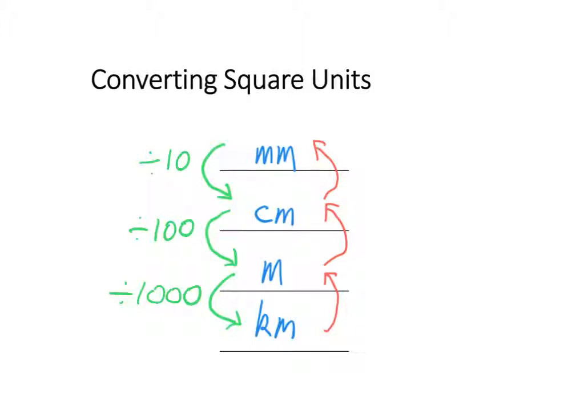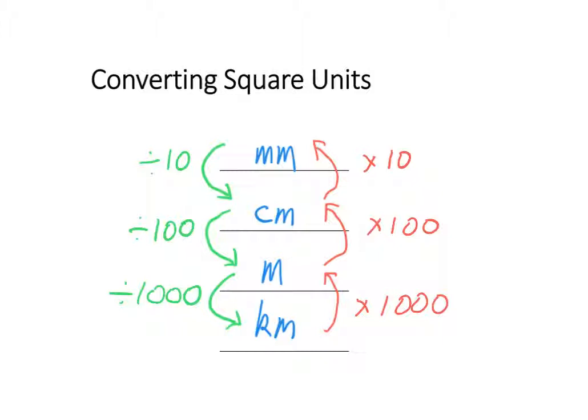Conversely, if we're going from kilometers to meters, we would times by 1,000. If we're going from meters to centimeters, we would times by 100. And if we're going from centimeters to millimeters, we would times by 10. So that's how we go in linear units.